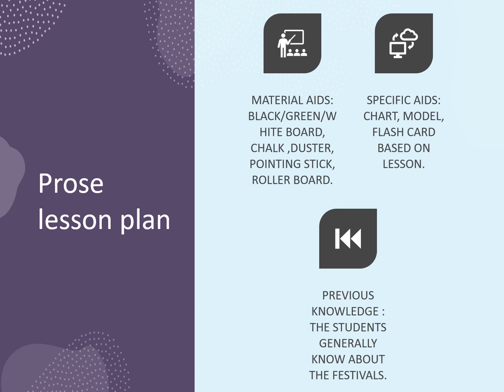Now these are the general material aids which the pupil teacher is going to use in the classroom. They are like blackboard, green board, whiteboard, chalk, duster, pointing stick, roller board, etc. And the second one is the specific aids which are based on the prose content, like chart, model, flashcards based on the lesson plan. And in previous knowledge, we assume that the students have general knowledge or awareness about the content which the pupil teacher is going to teach.